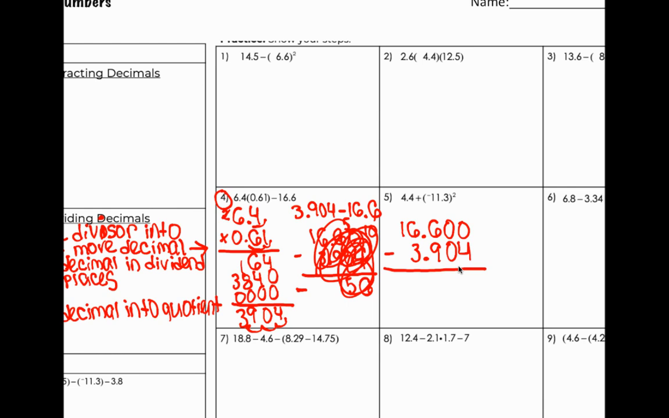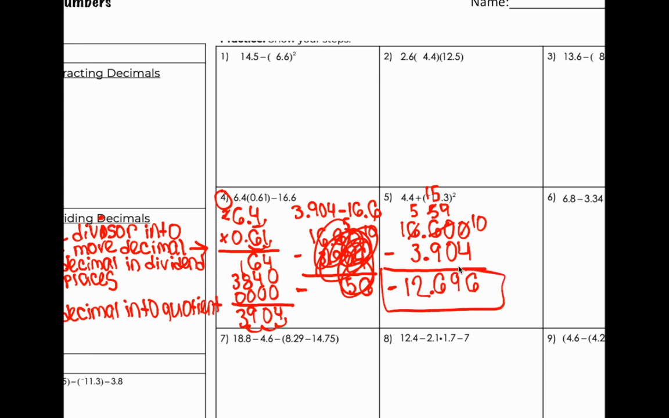Okay, so here's 0 minus 4. I can't do that. This is also a 0. So I'm going to make this 59 and borrow. Make this a 10. 10 minus 4 is 6. 9 minus 0 is 9. 5 minus 9, I'm going to need to borrow, so that's going to become 15. 15 minus 9 is 6. And then 15 minus 3 is 12. So 12.696, and it is negative. So that's how you would do that one.